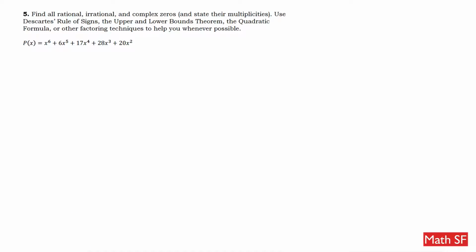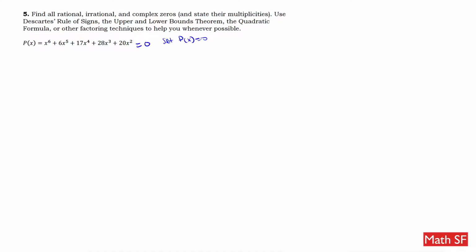5. Find all the rational, irrational, and complex zeros and state their multiplicities. Use the Descartes' rule of signs, the upper and lower bounds theorem, the quadratic formula, or other factoring techniques to help you whenever possible. So one of the first things that we want to do to find the zeros here is to set p of x equal to 0. So that means that you put an equal sign here.